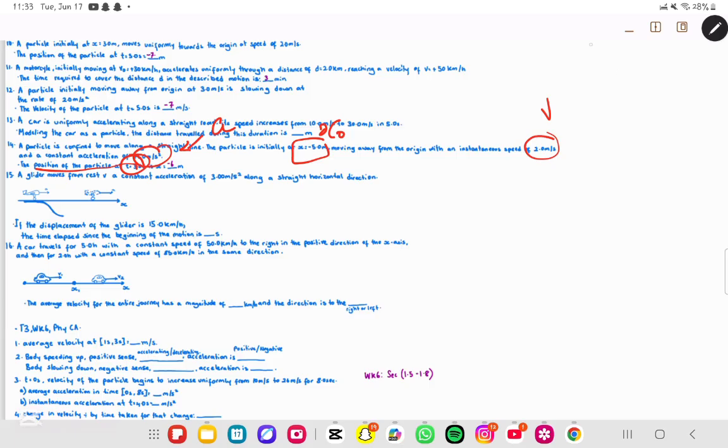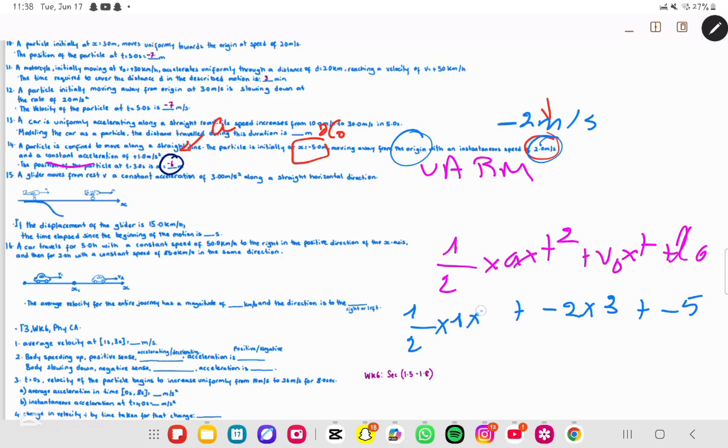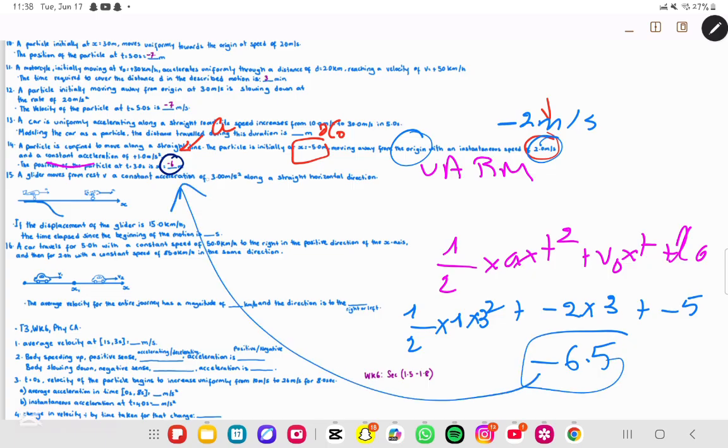Which equation will you apply? Because it is a constant acceleration, you will apply UARM. Here in UARM, you will use 1 over 2 times acceleration times time squared, plus velocity initial times time, plus x initial. So x initial in this case is minus 5, plus velocity, because it's moving away from the origin, I think this is supposed to be minus 2 meters per second. So minus 2 times the time, which is 3, plus 1 over 2 times the acceleration, which is 1, times the time, so 3 squared. Put it on the calculator, you will get minus 6.5. I think they rounded minus 6.5 to minus 6, I'm not sure.